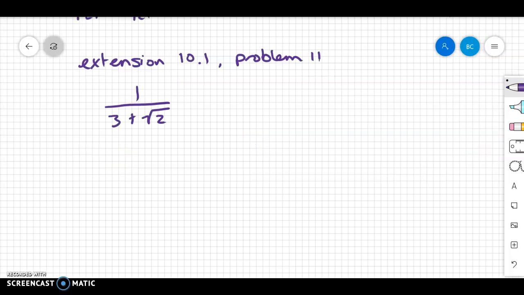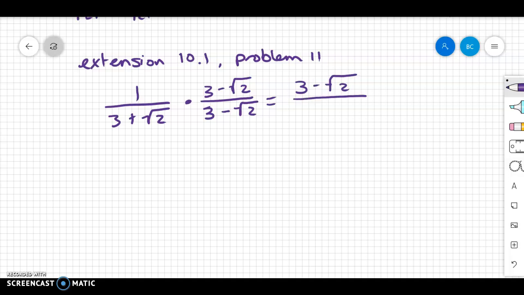Next up is problem number 11, and this is an expression with a radical in the denominator with another term. So this is when I have to use the conjugate to simplify that denominator. So I'm going to multiply by the conjugate, which is always going to be the same terms, opposite sign. So if this is plus, this is going to have to be minus. And if I multiply the denominator by that, I also have to multiply the numerator by the same thing. The numerator becomes 3 minus the square root of 2 because it's just being multiplied times 1. And then the bottom becomes 9 minus 2.